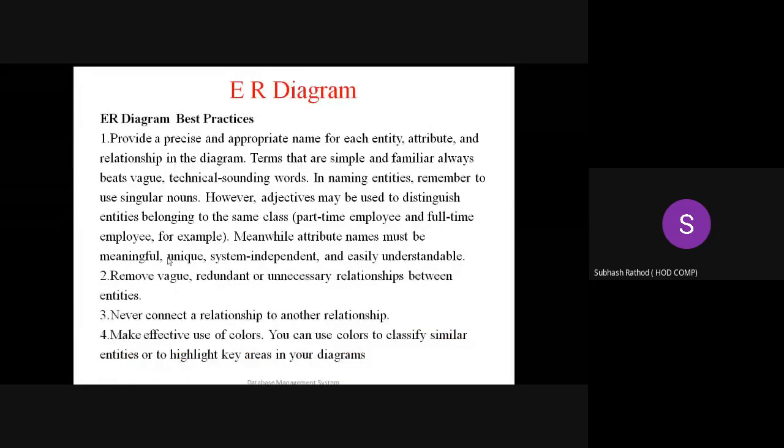Now more about the best practices to be followed. You should read the PPT simultaneously while I'm explaining. Provide a very clear, accurate, and appropriate name for each entity, attribute, and relationship in the diagrams. Everything should be clear and precise. Terms that are simple and familiar always beat vague ones.